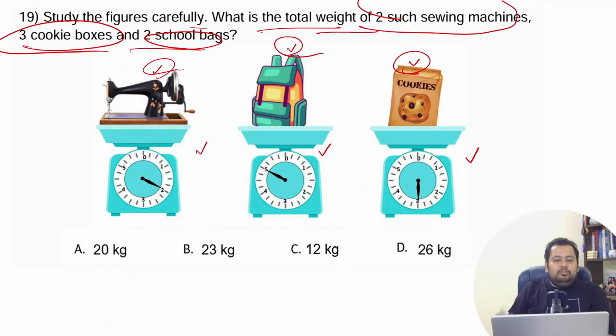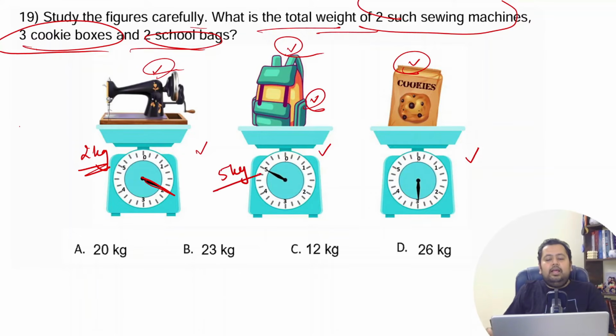Great. Now if you look, the sewing machine is actually 2 kg in weight. One sewing machine is 2 kg, so this points towards 2. A school bag's weight is 5 kgs. The cookie box weighs 3 kgs, correct?